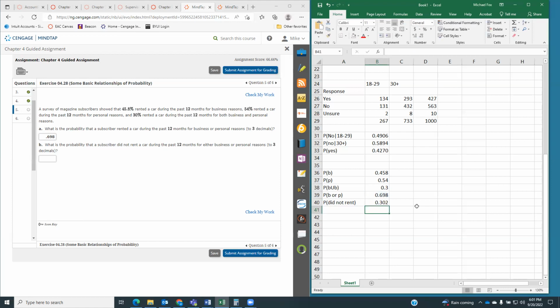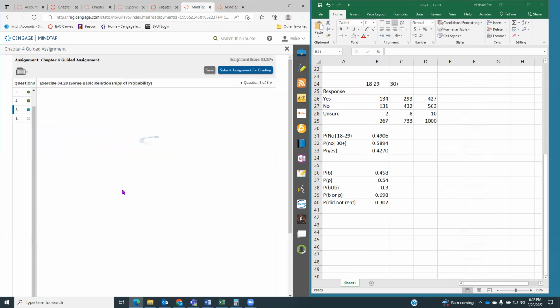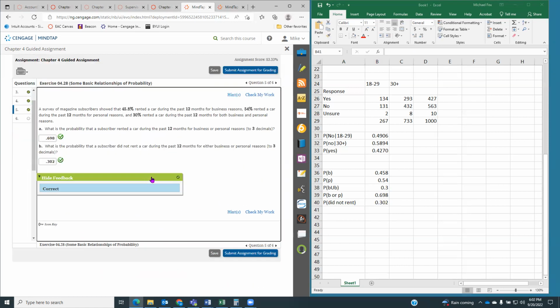Right? Because in the end, these have to add up to 1, that they didn't rent or that they did rent. So we're going to put 0.302. We're going to check our work. And we're all good. Okay, the moment you've been waiting for, the last problem.